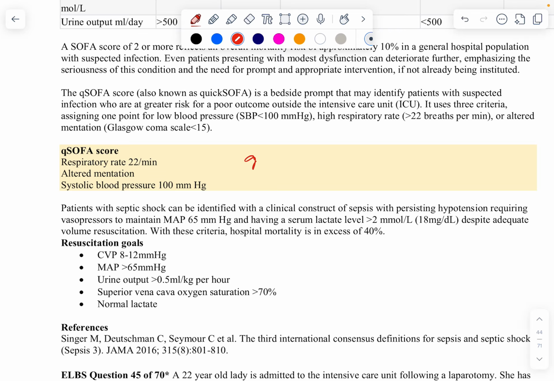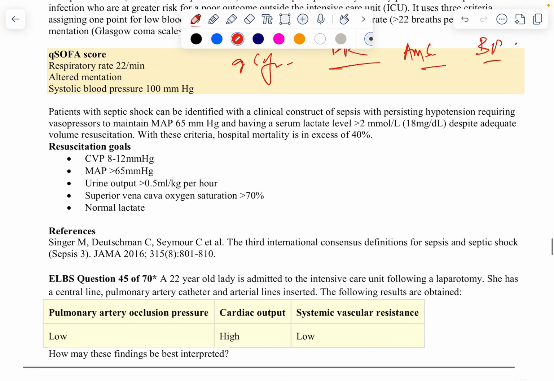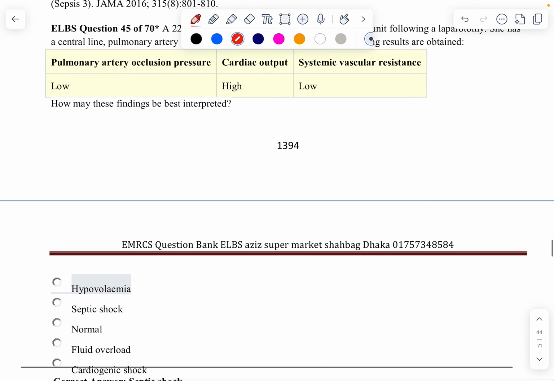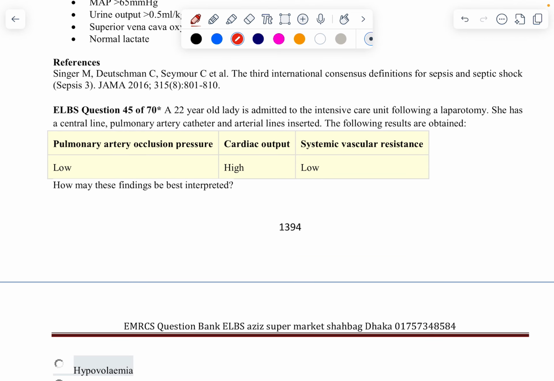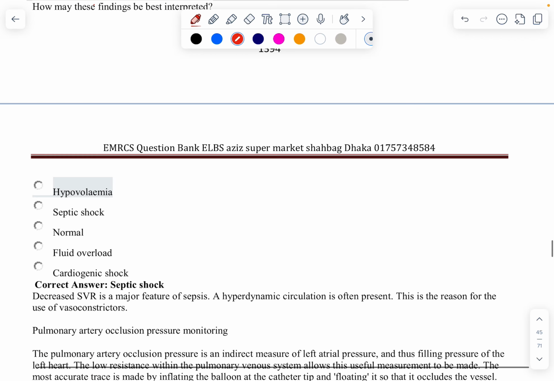qSOFA is RR, BP, AMS. How many of these findings? Pulmonary, low, high, low, septic shock.